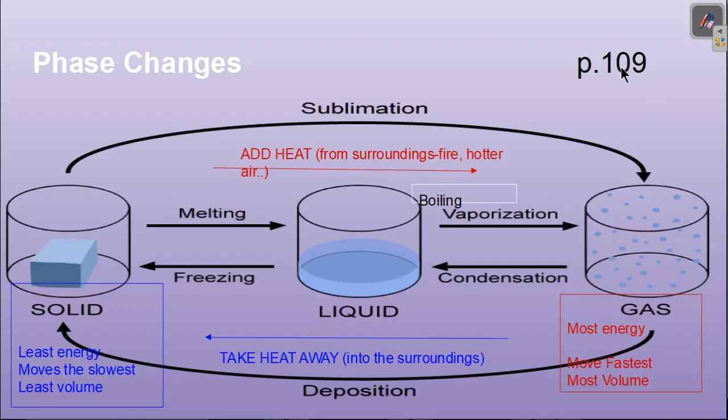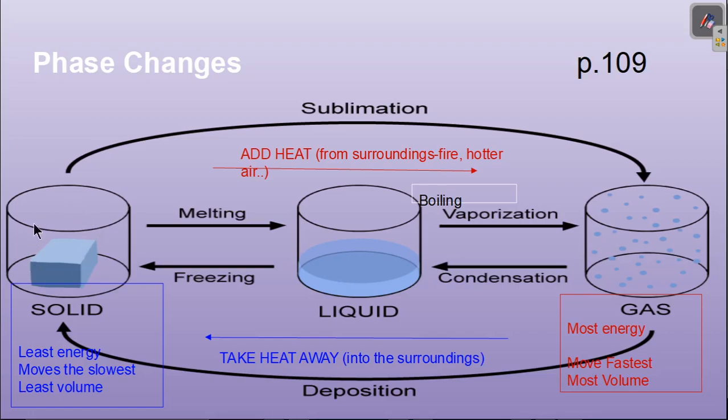Now, phase changes. You probably know about this already. So this is not going to be very complicated. Page 109. You have your solid, your liquid, and your gas. All substances in nature exist in one of those states, okay? But you also can change the phase of a substance by increasing or decreasing the energy they have. You do that by adding heat or by taking away heat. So let's study this for a minute.